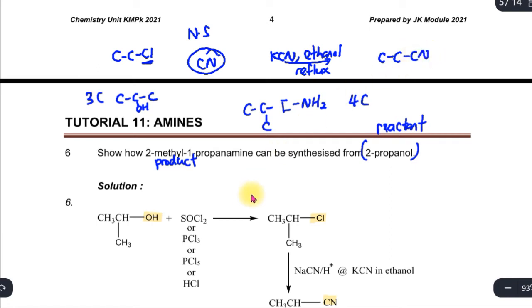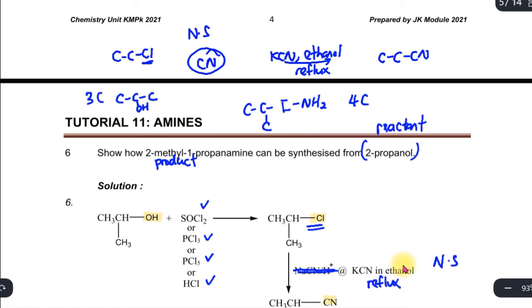Now in this case, this is the 2-propanol, so I need to form a haloalkane. I can use SOCl2, PCl3, PCl5, or HCl, and then form the haloalkane, a secondary haloalkane, 2-chloropropane. Now it undergoes nucleophilic substitution, as I said just now. I will insist on KCN because it's according to the lecture notes: KCN in ethanol and then reflux or heat.